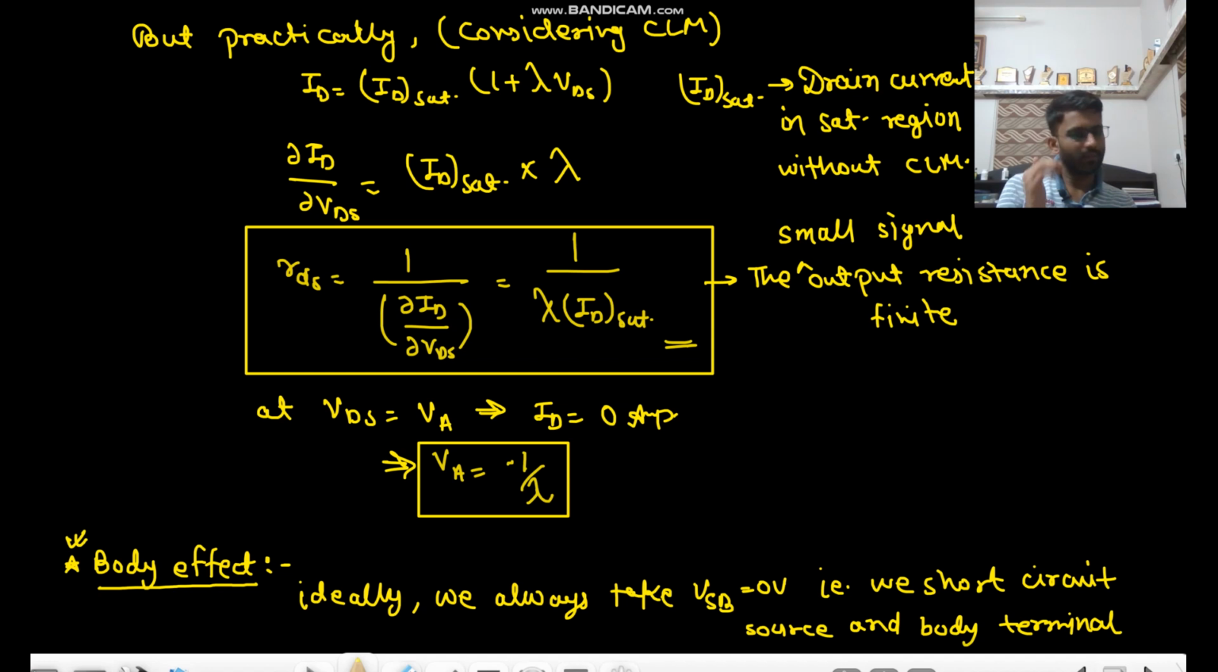Ideally, I have told you that VSB is always 0. We always short circuit source and body. Source is taken as a reference, that's why we make it ground, and we also short circuit source and body. So why do we always short source and body? And what will happen if you don't short circuit the source and body? That is a very important concept, and many times questions are asked from this topic.